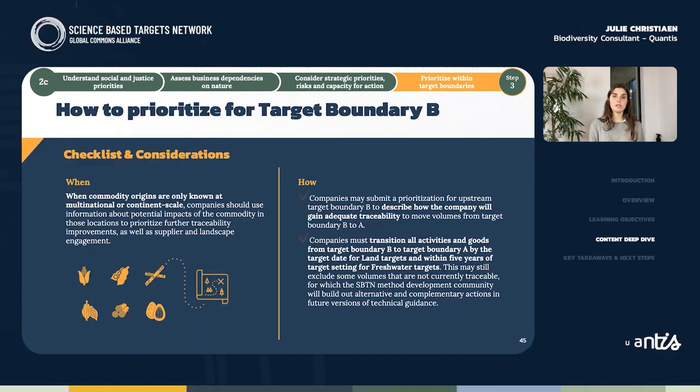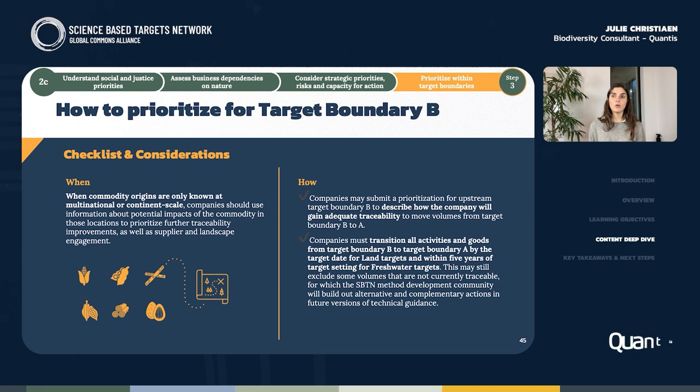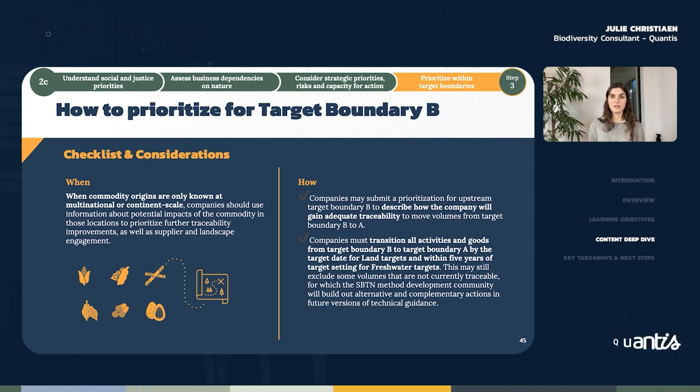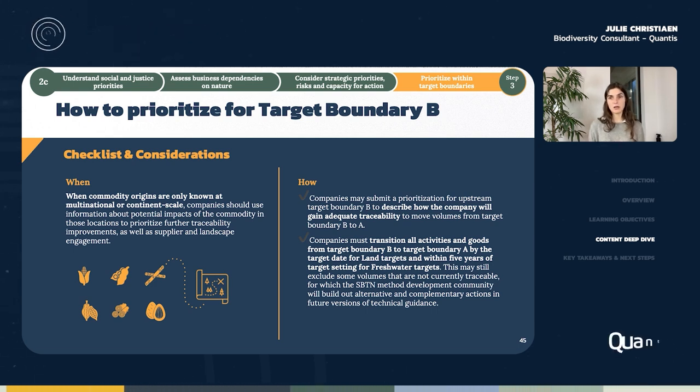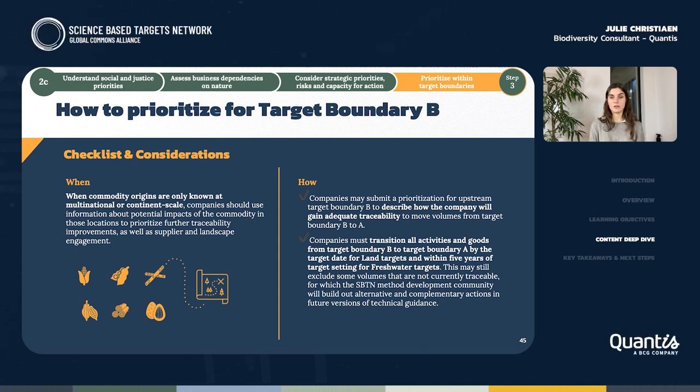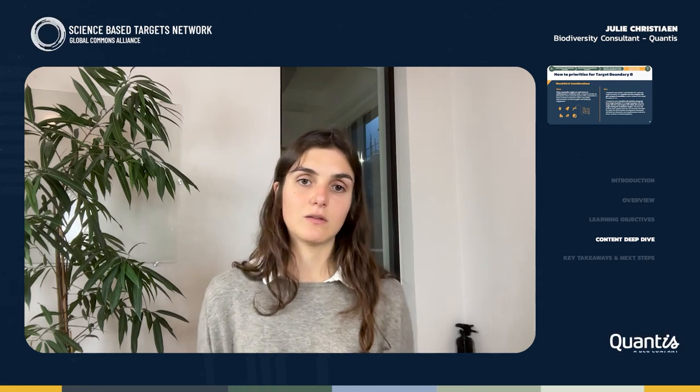Companies can submit a prioritization plan for target boundary B to explain how they will improve traceability and move volumes into target boundary A. Although it is strongly recommended by the SBTN, it is not mandatory and it won't be validated by the SBTN team. That being said, companies must transition all activities from target boundary B to target boundary A by the target date that is selected for the land target following the land guidance, and within 5 years for freshwater targets. Some volumes may remain untraceable. The SBTN will provide further guidance on these cases.